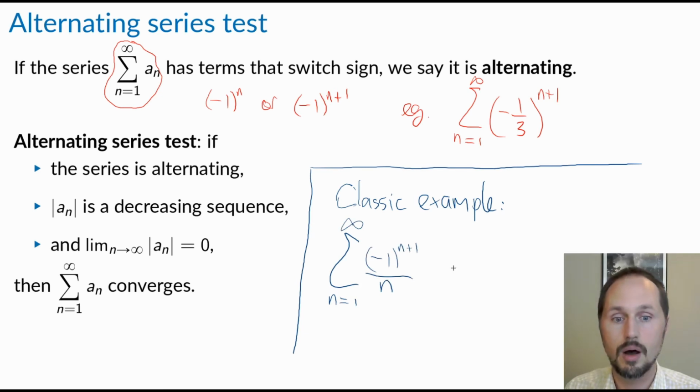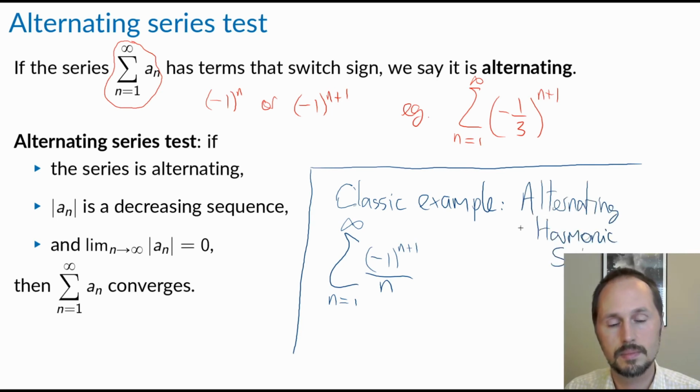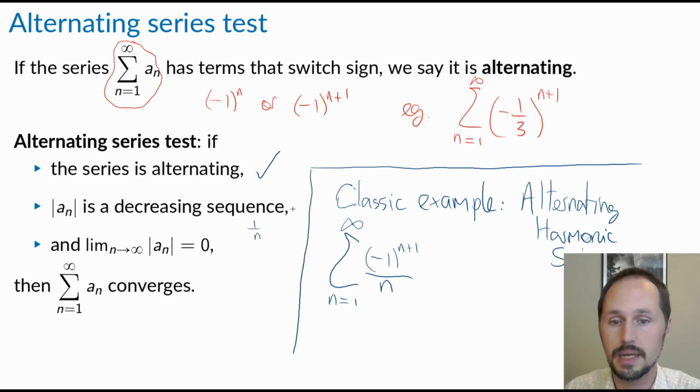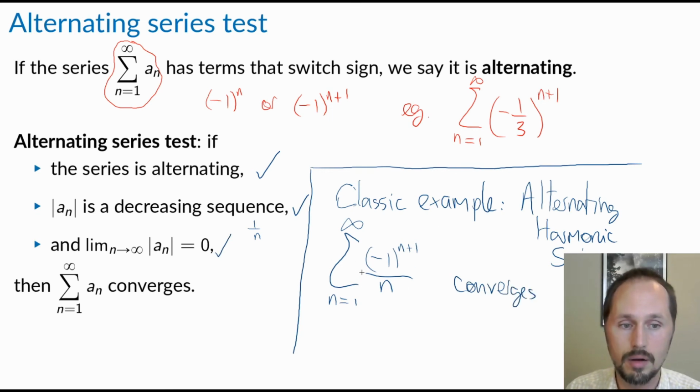This is the alternating harmonic series. And then this guy perfectly fits with the alternating series test, right? The series is alternating. The sequence of absolute values is going to be 1 over n. Well, that's indeed a decreasing sequence of terms. And the limit of that is 0. So that means that our series converges. And so the alternating harmonic series converges by the alternating series test.